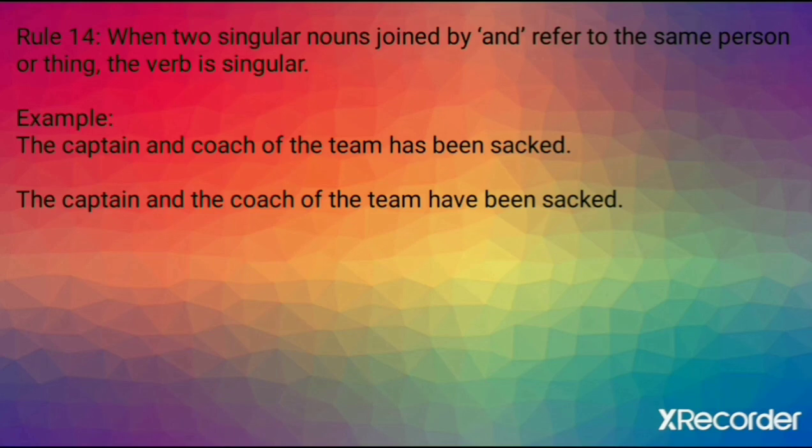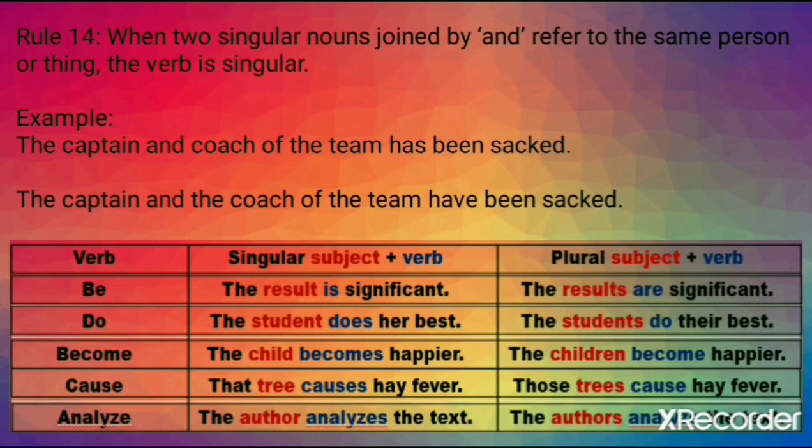Let's sum up. First, you have to identify the subject, that is the person or thing doing the action, and the verb, the action word in a sentence. If the subject is singular, the verb describing its action should be singular. If the subject is plural, the verb should be plural. Here you can see the table: singular subject plus verb, plural subject plus verb. Now, be form verb. Be form is, was, are, were, etc.